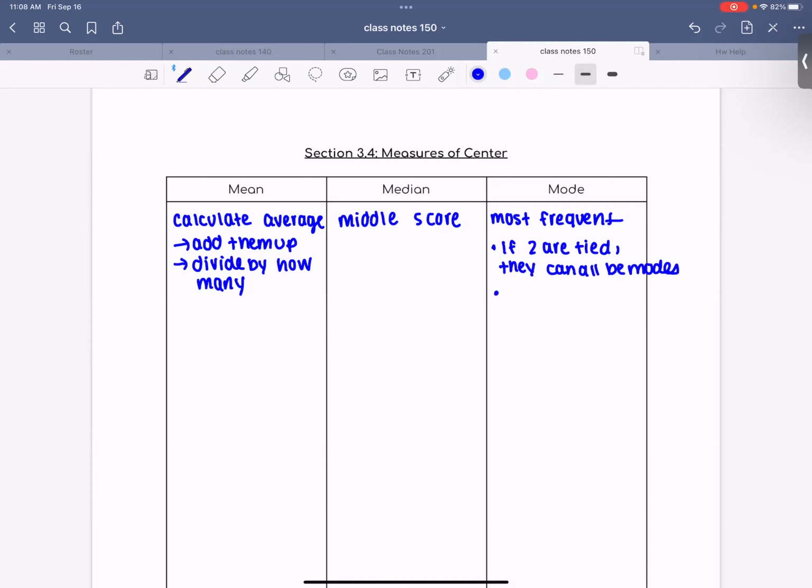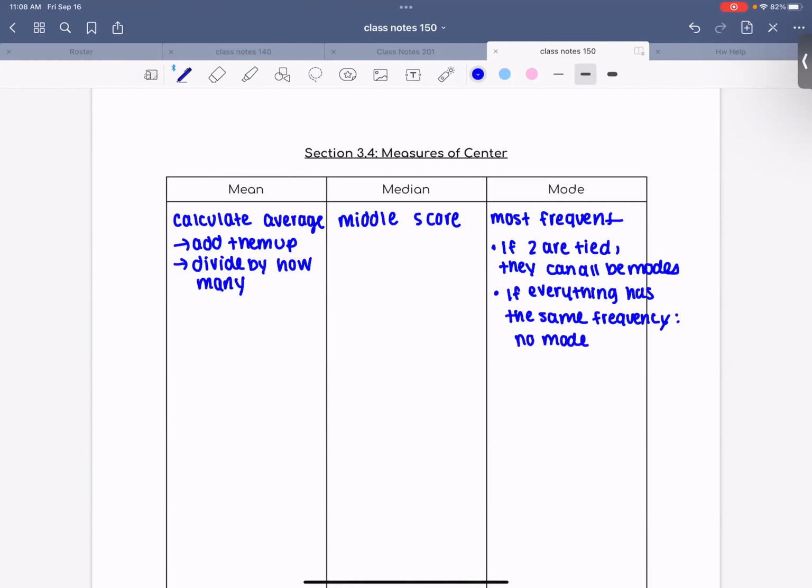And what happens if all of the numbers appear at the same rate? Like all of the numbers appear the same amount of times. Yeah, there's no mode, right? So if everything has the same frequency, which means they have the same amount, then there's no mode.